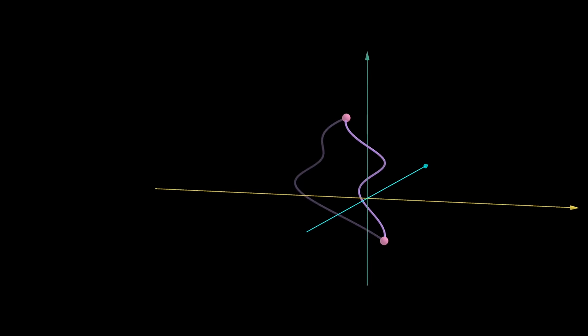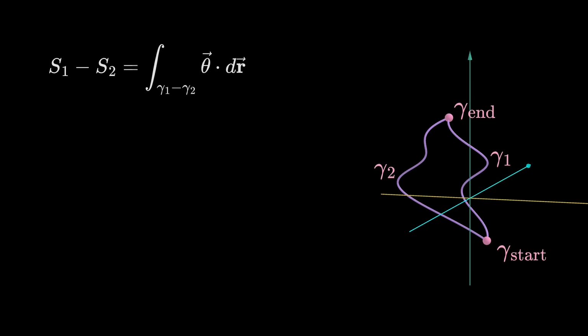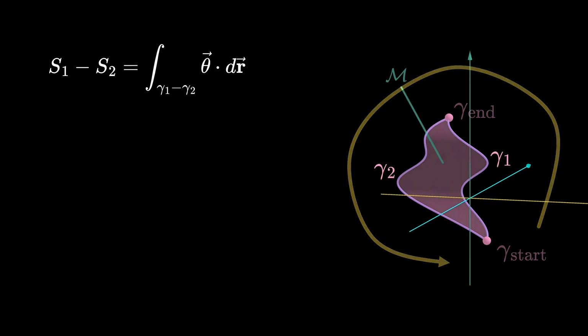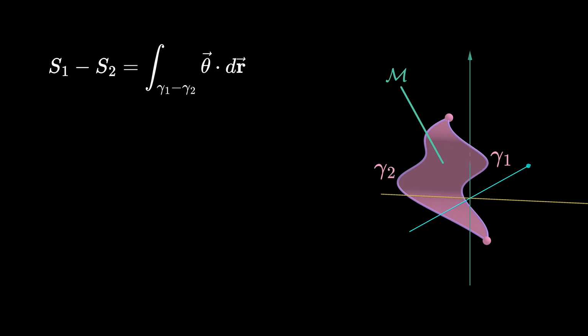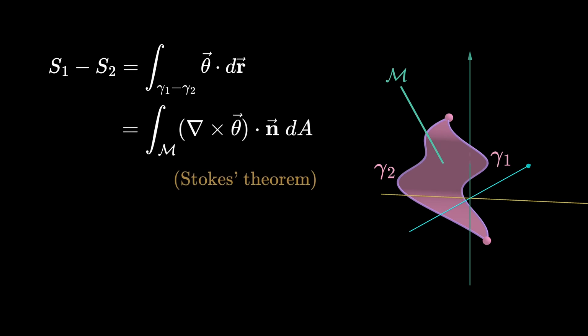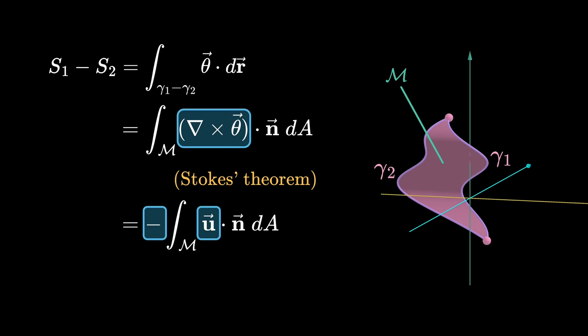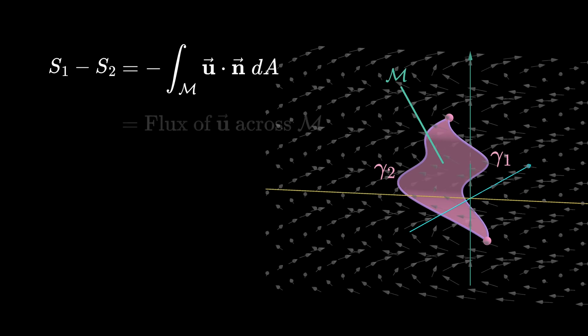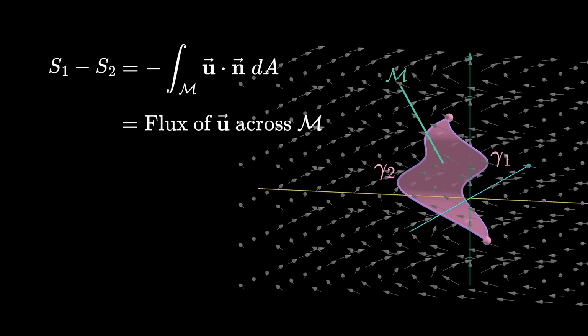The difference of two actions can be thought of as an integral around a loop. If there is a surface M bounded by the two curves, by Stokes' theorem, this is the integral of the curl of theta across M. But the curl of theta is by definition negative u, so the difference in action has a visual interpretation. It's the flux of u across the surface, up to a sign.